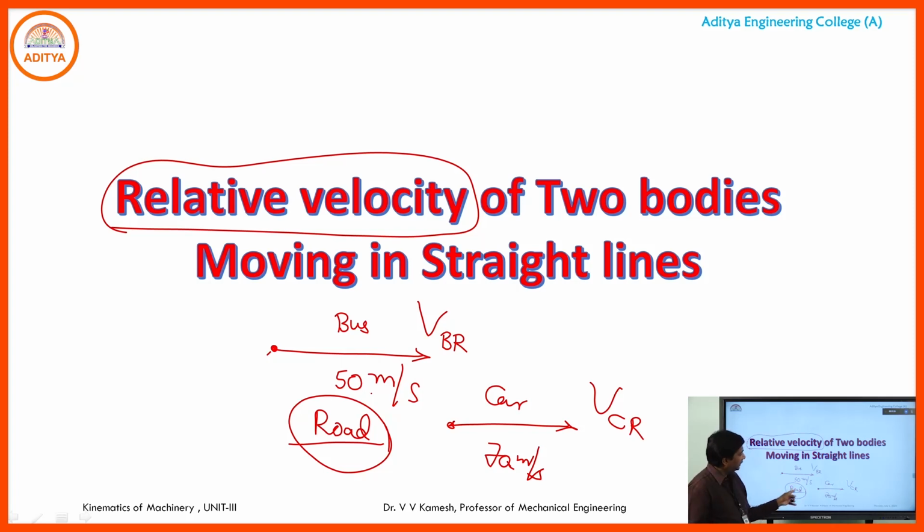Suppose we are asking what is the relative velocity of the car with reference to the bus? That means how much additional velocity the car is having over the bus. 70 minus 50, it will be plus 20 meters per second. Like this, the relative velocity of two bodies moving in straight lines will be compared now.